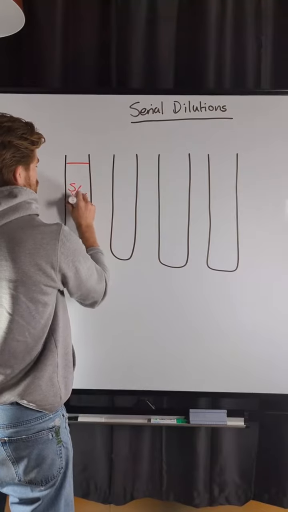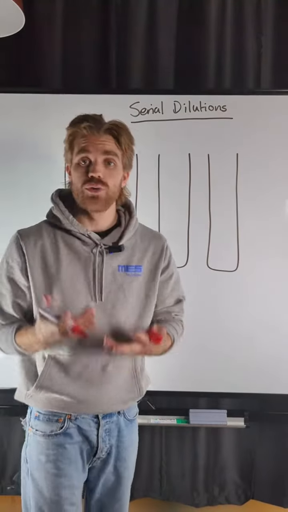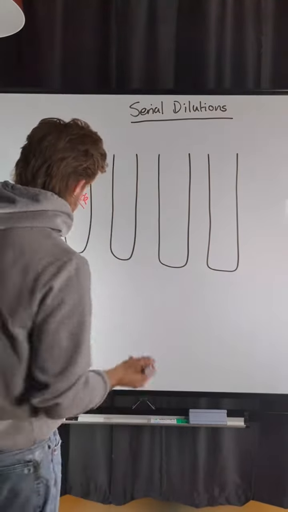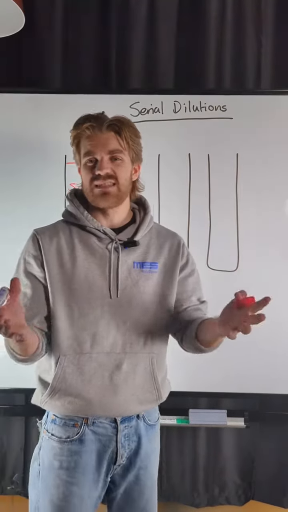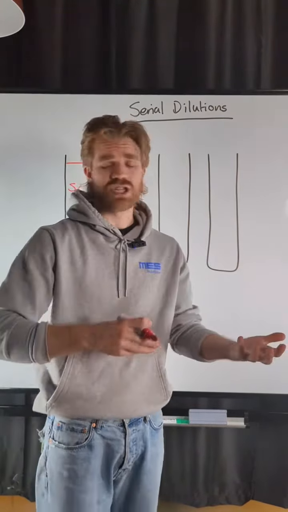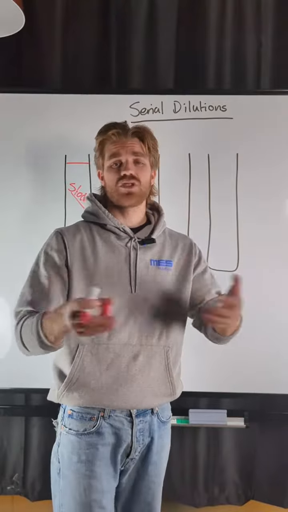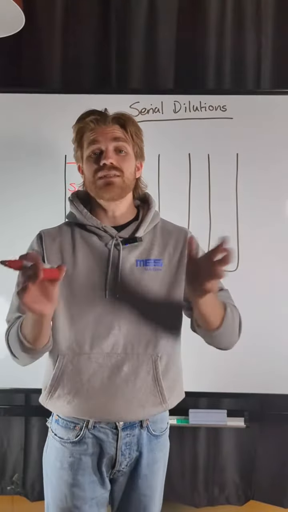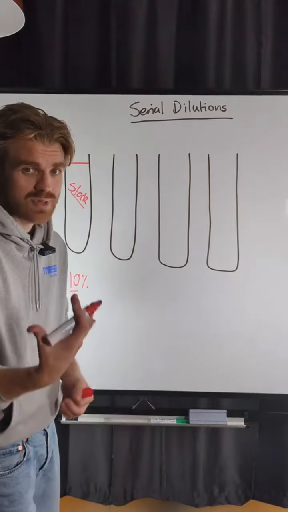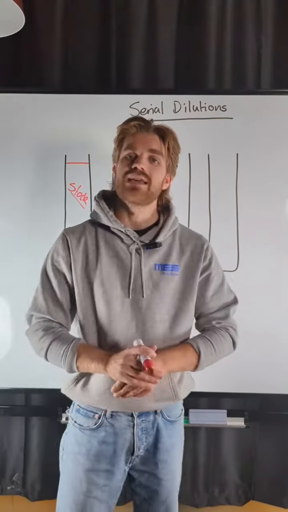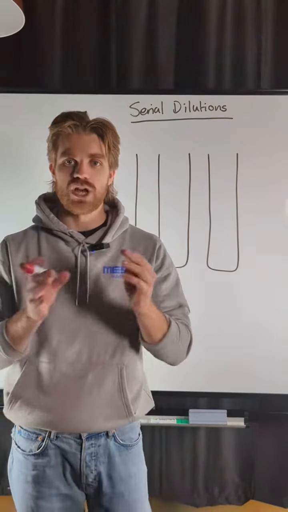Now, our stock solution is going to be of a known concentration. Let's imagine it's a 10% concentration. Nice, easy number. Now, your concentration could be a percentage, it could be mole per decimeter cubed, it could just be molar concentration. It doesn't matter what the unit is. What's important now is the number, so 10%. We are going to make a 1 in 10 dilution.